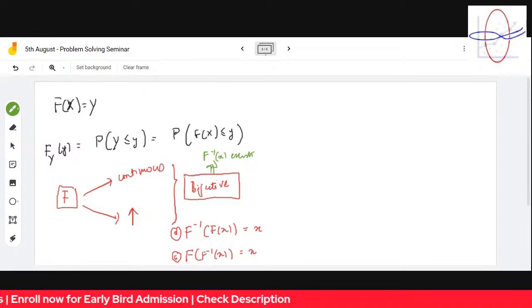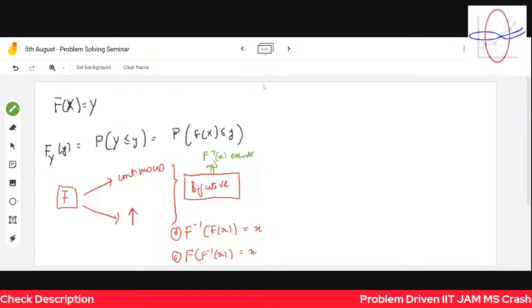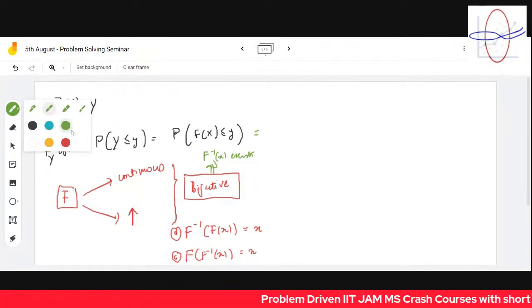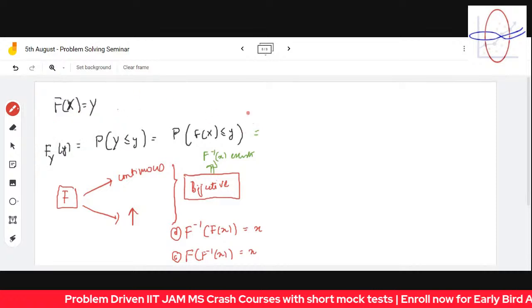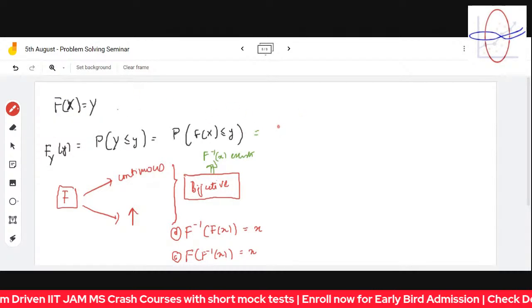So how can it help over here? Let's check it out. This will help us to find the probability in terms of the CDF of x. That will be the help of f inverse. Let's check it out. How?